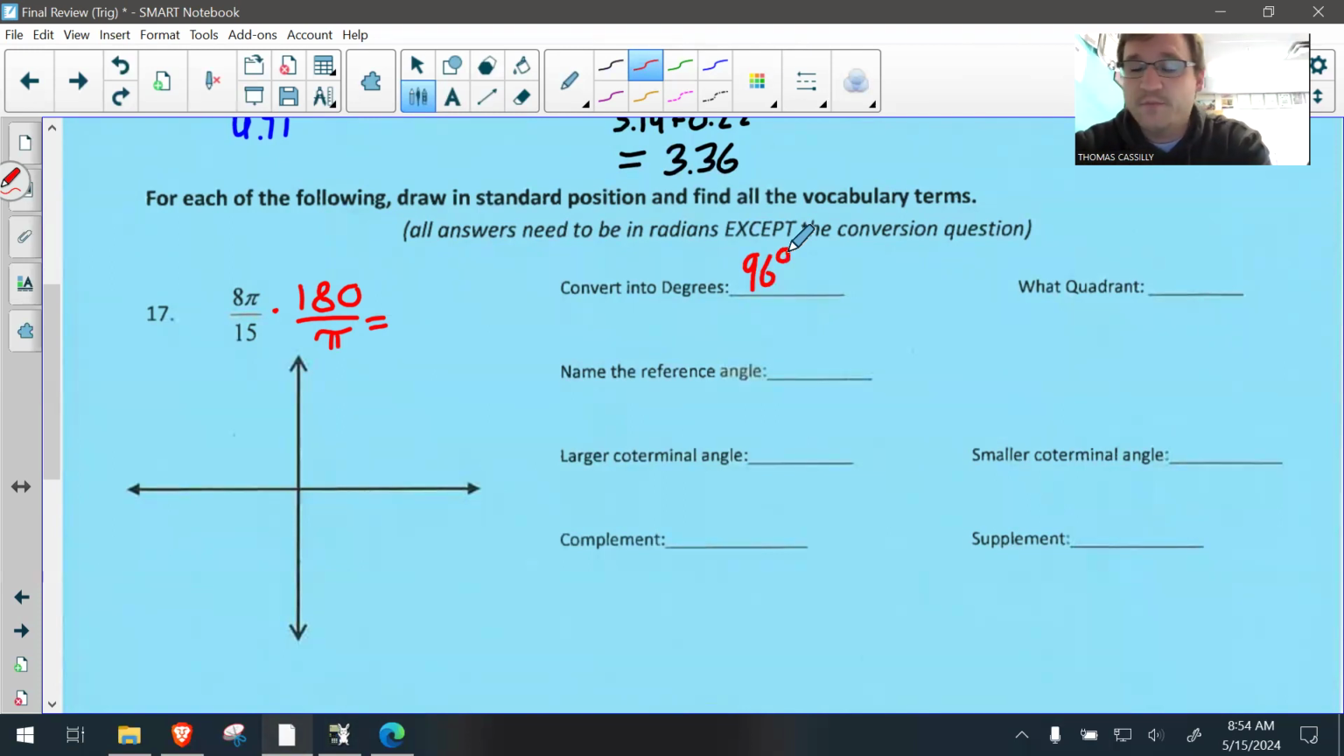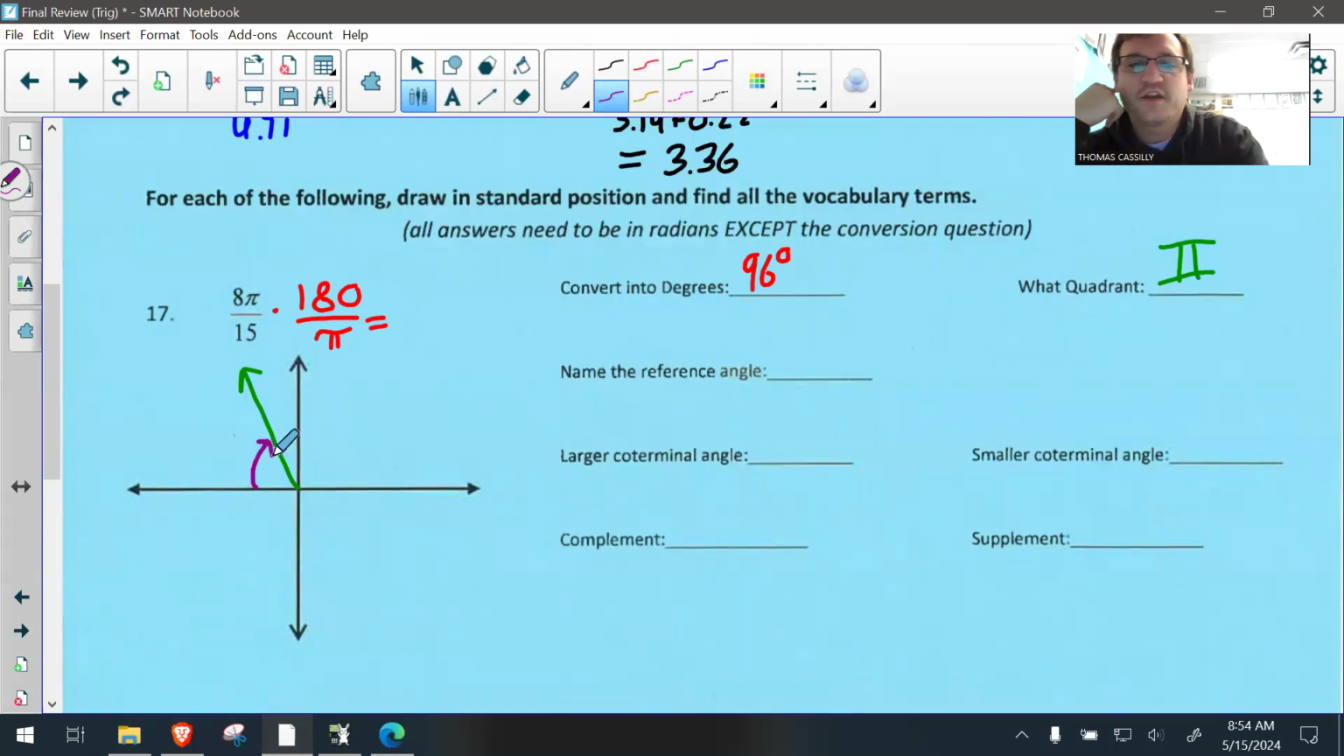This is a 96 degree angle, right? A 96-degree angle, or an 8 pi over 15 radian, is in quadrant 2. That's just past the 90 degrees. So this is in quadrant 2. Should use a Roman numeral. Let's put a 2 there. Whatever, not a big deal. Name the reference angle. All right, so that is this one.